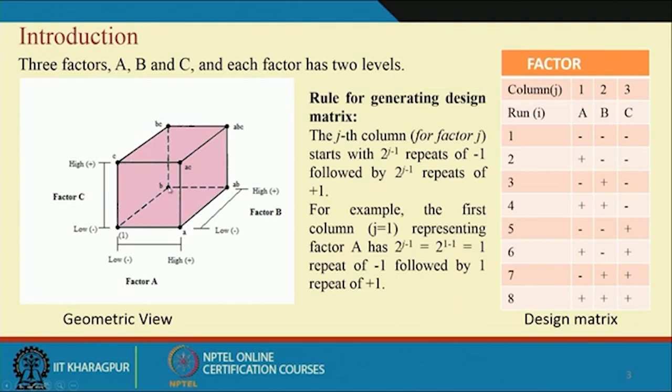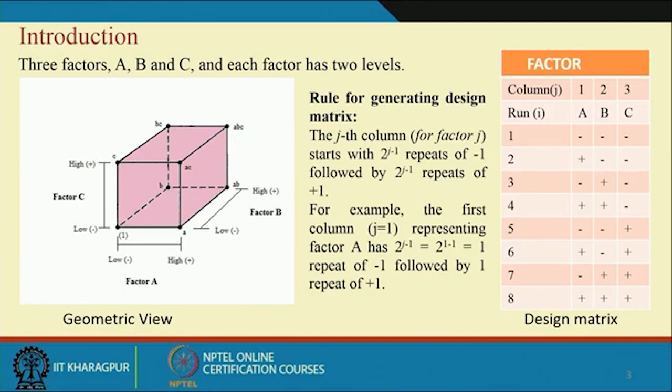This point is represented by B, that means factor B at high level, factor A and C at low level. This point is represented by C, where C is at high level and others are low level. Now, this is the point AB, that means A and B are at high level. Similarly BC, similarly ABC. So, how are you drawing?